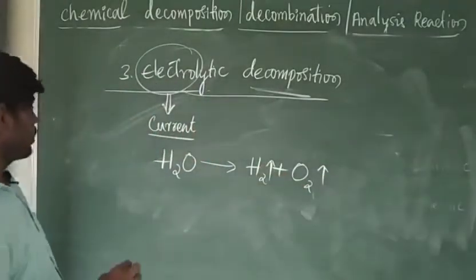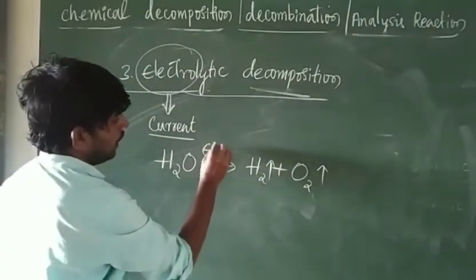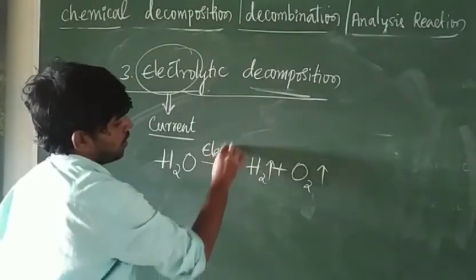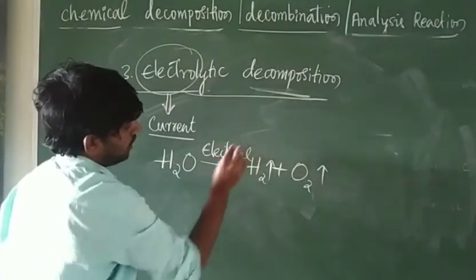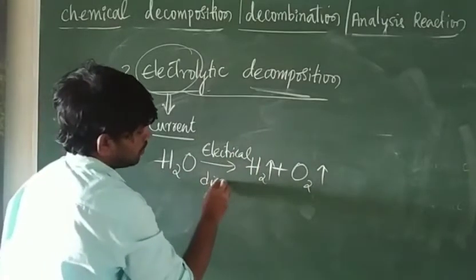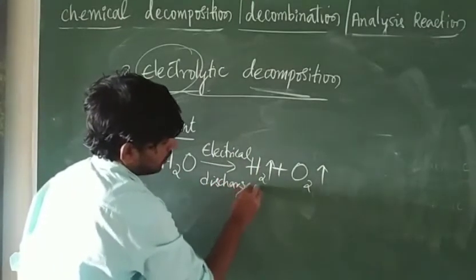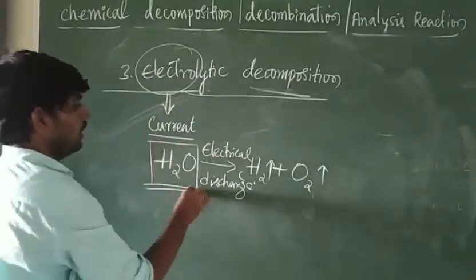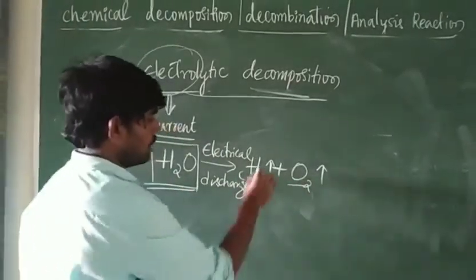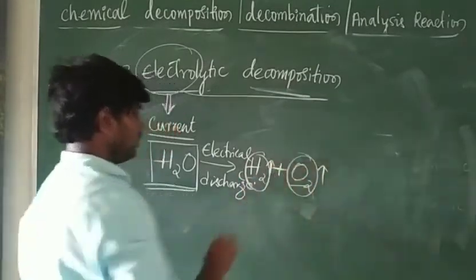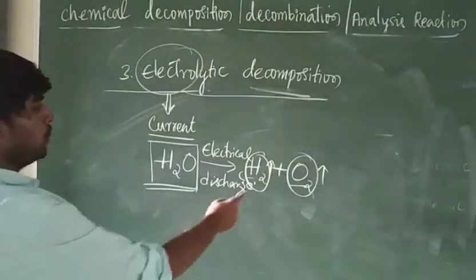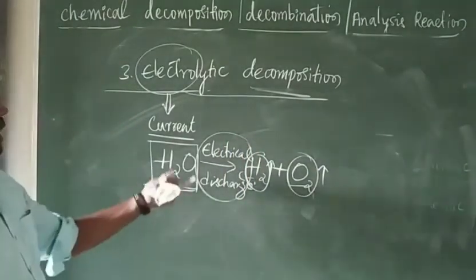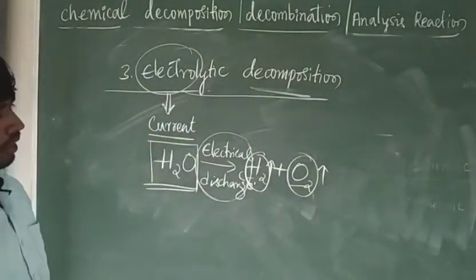Water forms hydrogen gas and oxygen gas by electrical discharge. Electrical discharge means supplying electrical energy. Here this single reactant forms two products, one is hydrogen, one is oxygen, by absorption of electrical energy. Then it is called electrolytic decomposition.